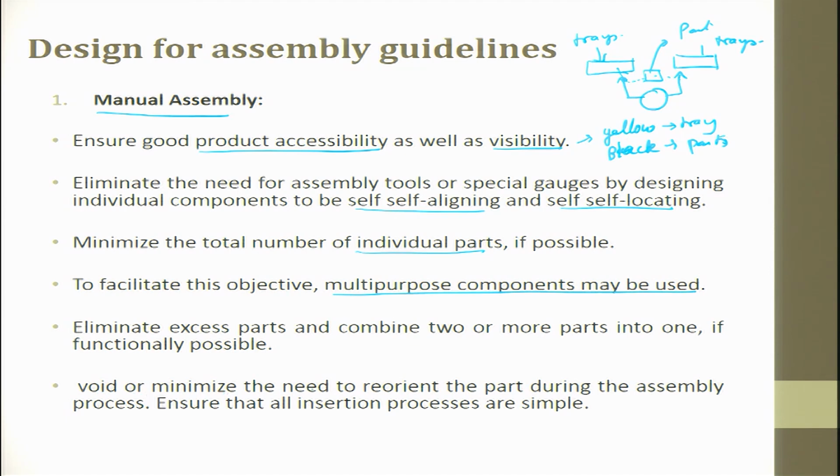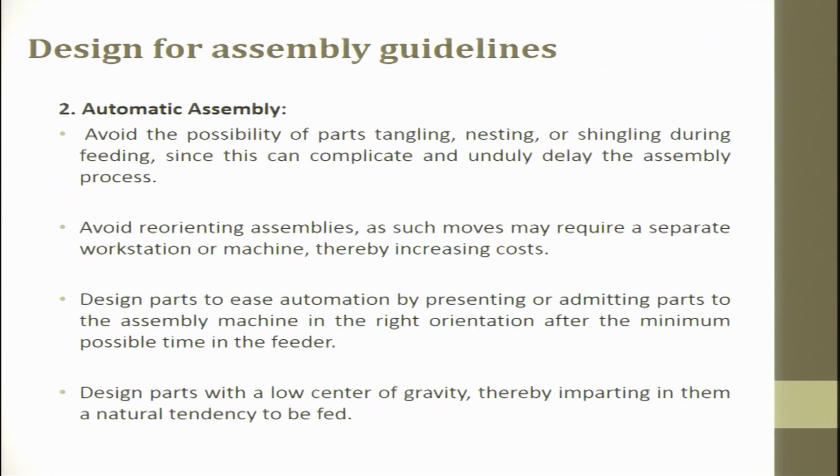Avoid or minimize the need to orient the parts during the assembly process. Ensure that all the insertion process is simple and it is unidirectional. For example, you can always do the assembly of a part in vertical fashion like what happens in a car. But when there are more number of parts and the parts are very small and it is manual assembly, we always prefer to have a horizontal type of assembly. For example, we place the product horizontal and then start putting all the parts in the product to get the final part. So, assembly is done in the horizontal way and in single direction.